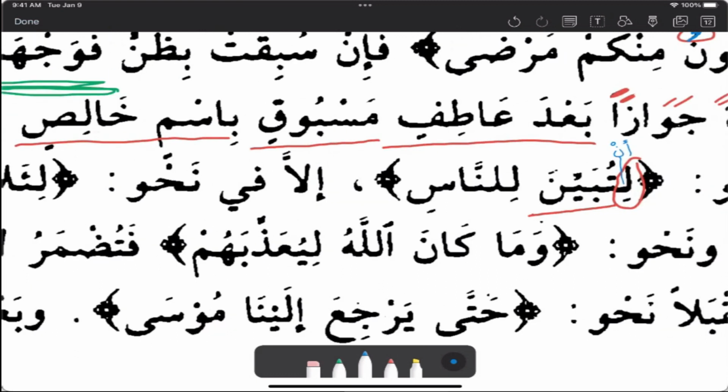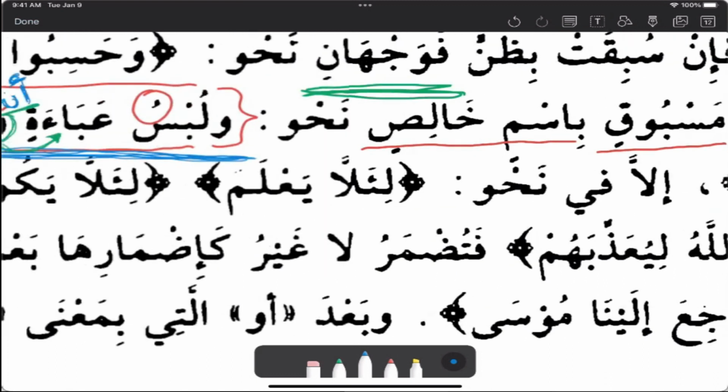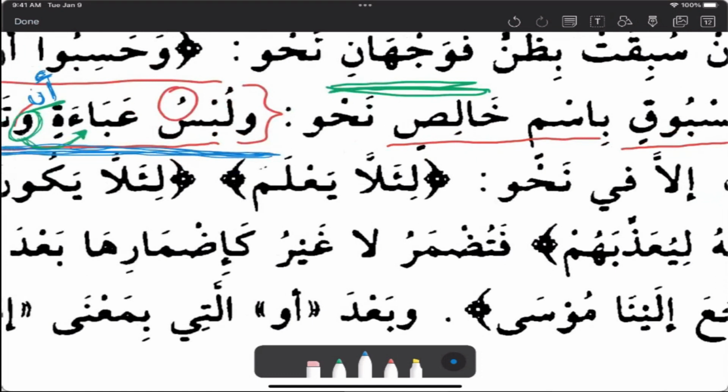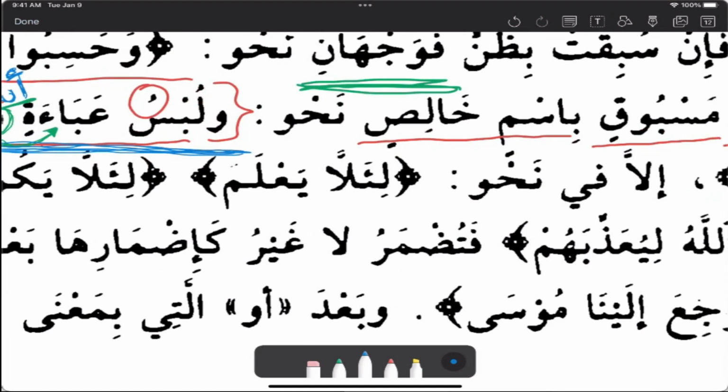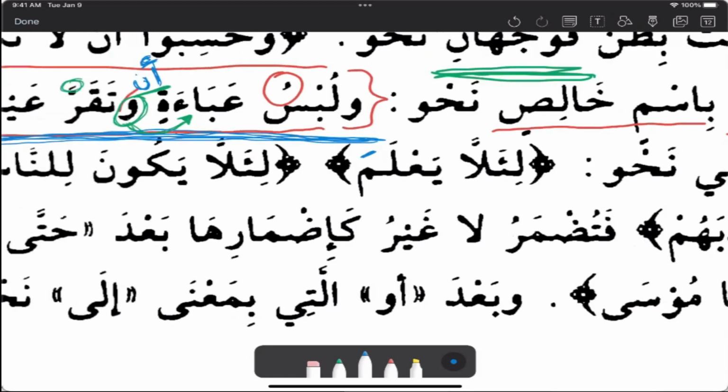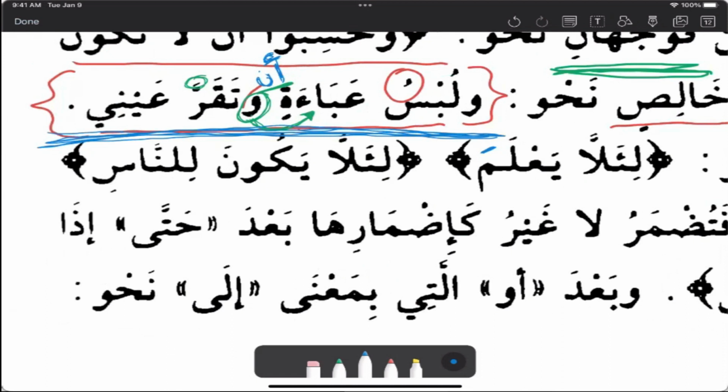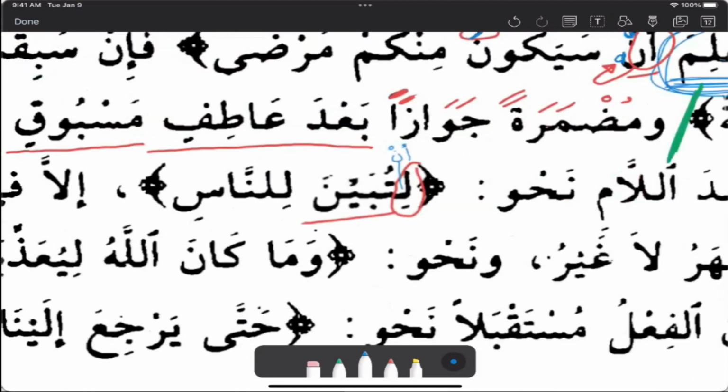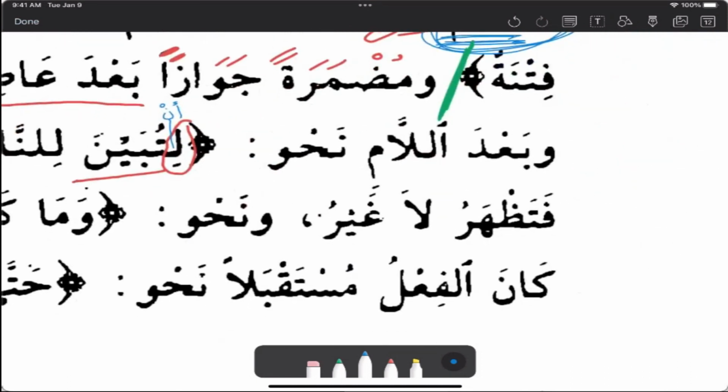So, لِتُبَيِّنَ لِلنَّاسِ إِلَّا فِي نَحْوِ لِأَلَّا يَعْلَمْ. Except in the case of لِأَلَّا يَعْلَمَ, لِأَلَّا يَكُونَ لِلنَّاسِ, فَتَظْهَرُ لَا غَيْرٍ.